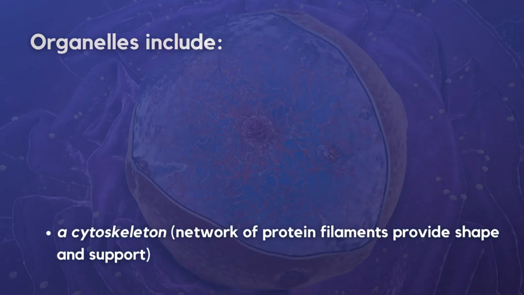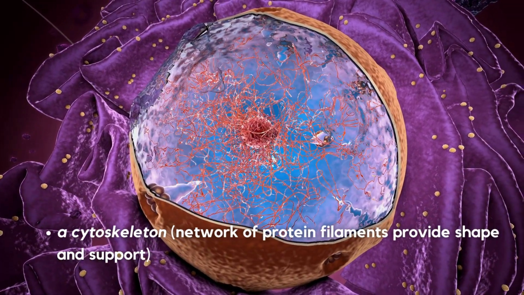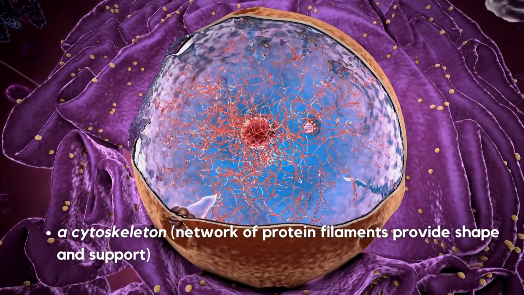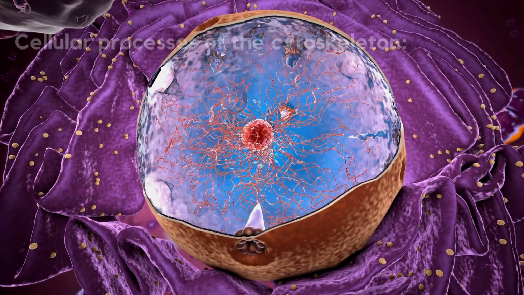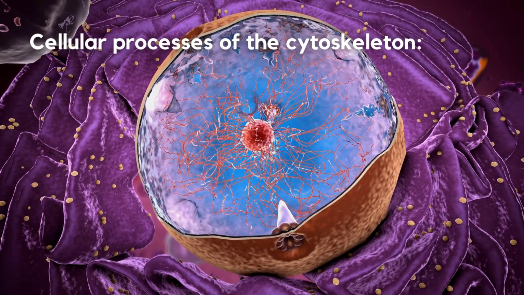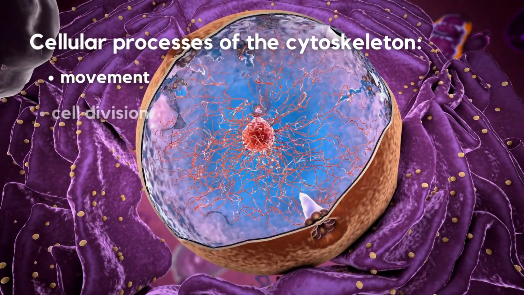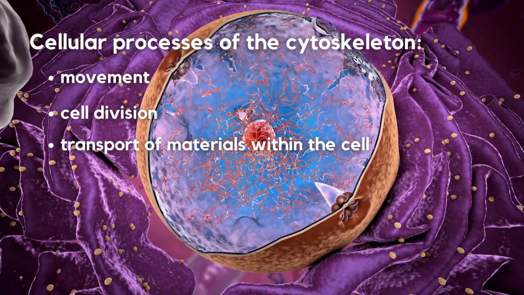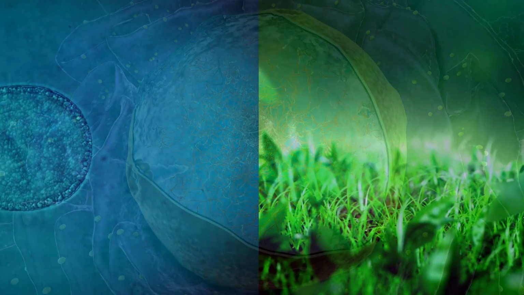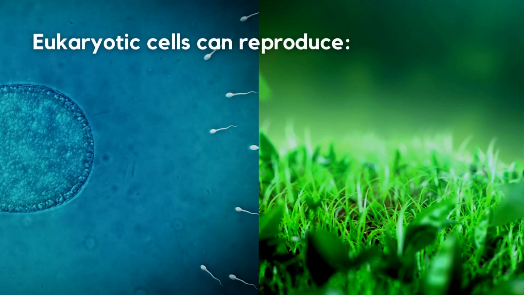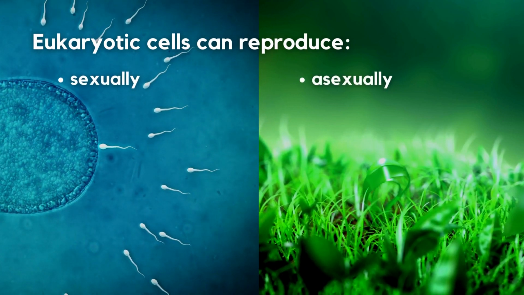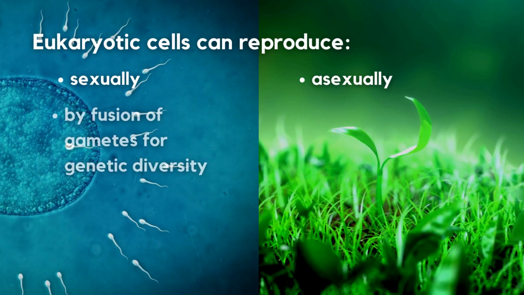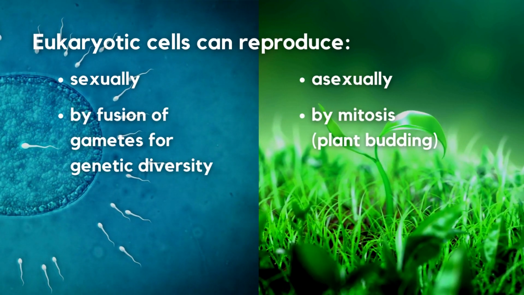Furthermore, eukaryotic cells possess a cytoskeleton, which is a network of protein filaments that provides shape and support to the cell. The cytoskeleton also plays a role in several cellular processes, including movement, cell division, and transport of materials within the cell. Eukaryotic cells can reproduce both sexually and asexually. Sexual reproduction involves the fusion of gametes to create genetically diverse offspring.